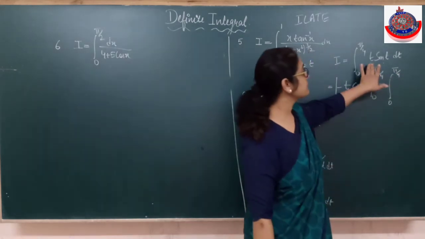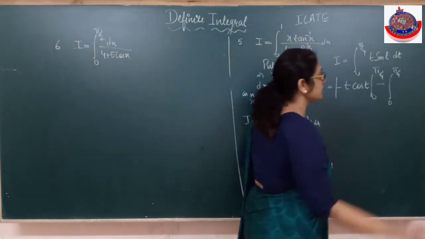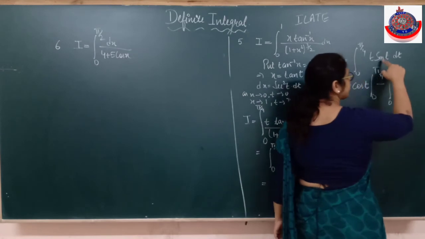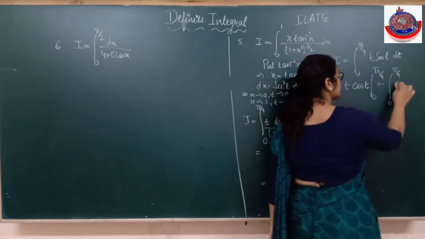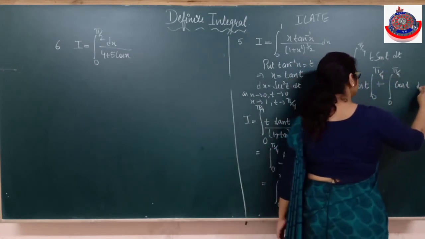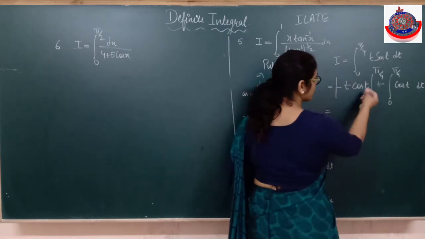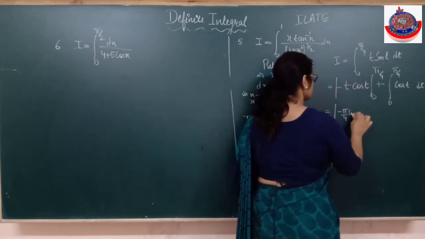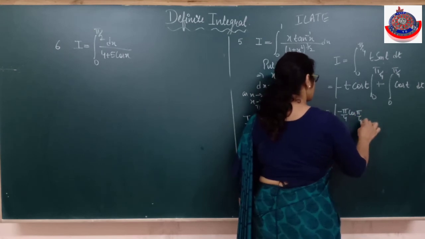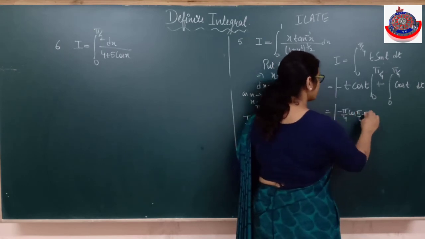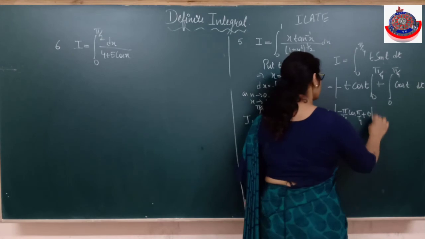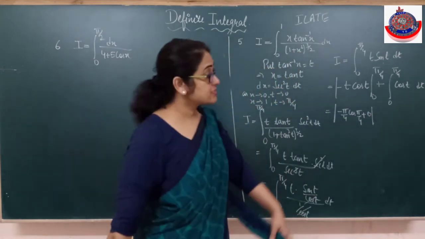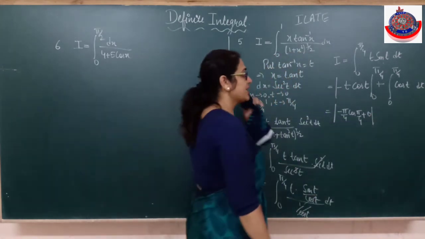Differentiation of first. What is the first function? t. What is the differentiation of t? 1. And integration of second, cosine integration, minus cos t. So this will become... here you can put the limits. Upper limit minus lower limit. Minus already is there, so it will become plus. 0 into something would be 0, because in place of t, 0 into something would be 0.